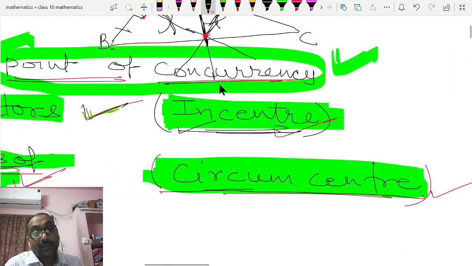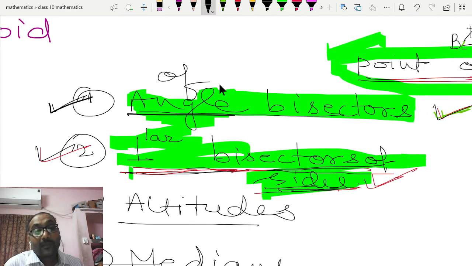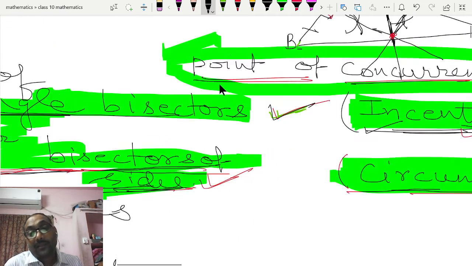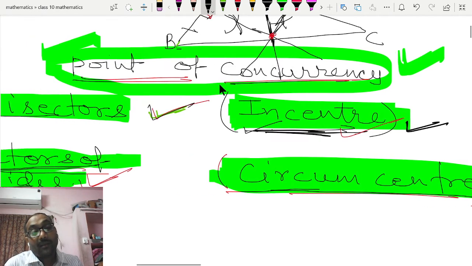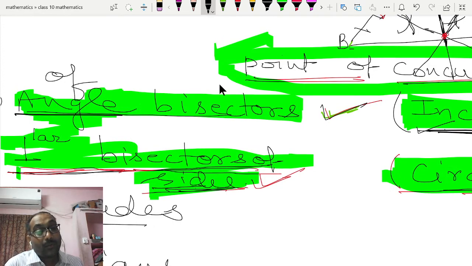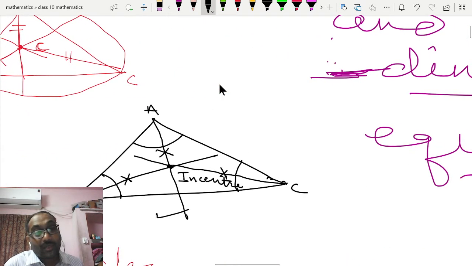Point of concurrency of angle bisectors is called in center. Okay, remember it. Similarly, perpendicular bisector of side. Okay, you might ask, sir, what is the use of in center and where are we using this in center as a property?